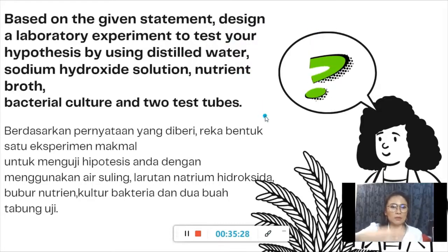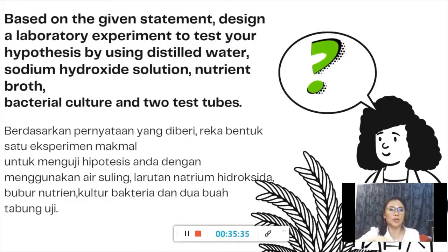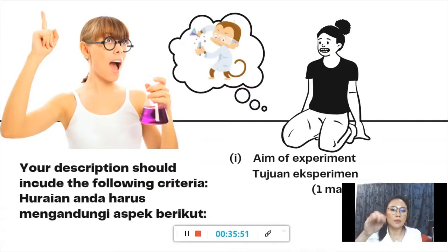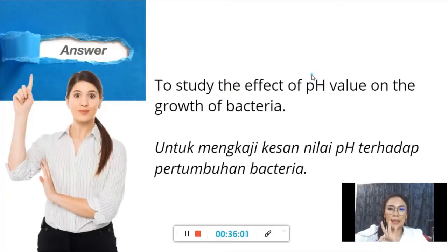Then later on, you will be given another statement. For this statement, they instruct you to design a lab experiment. Over here you'll be given the materials and apparatus. So you are given distilled water, sodium hydroxide, all these things. Then again, the aim of the experiment, the 3rd mark. Write out the aim of the experiment.